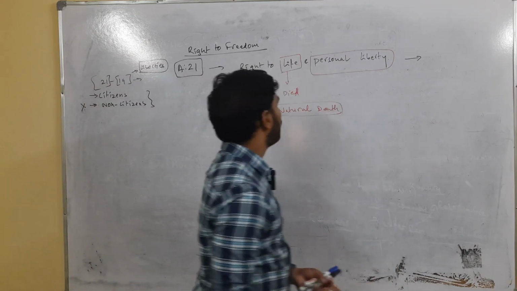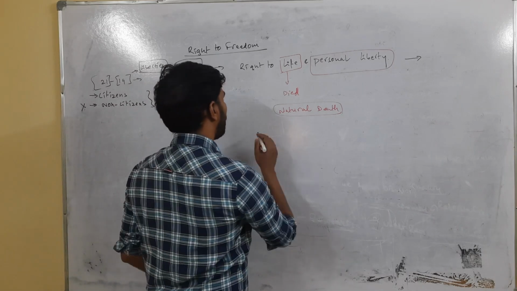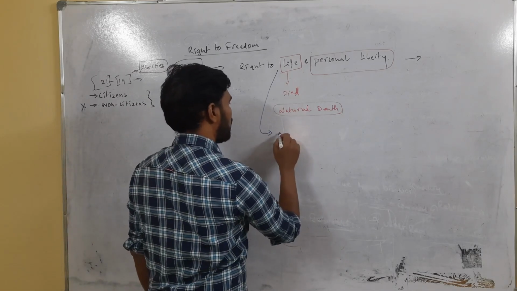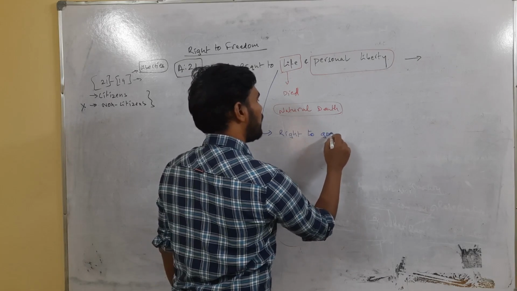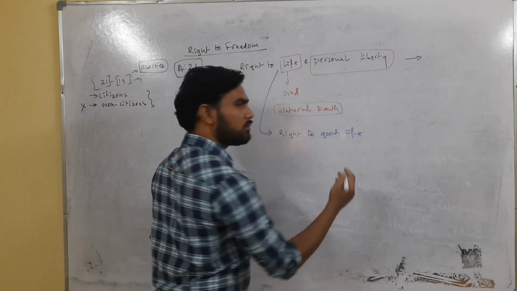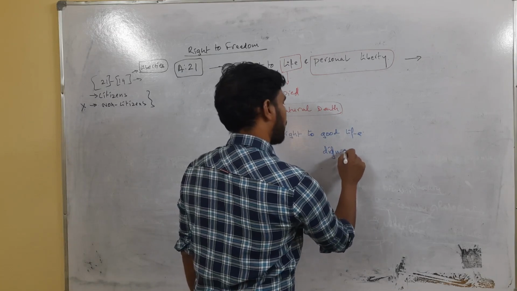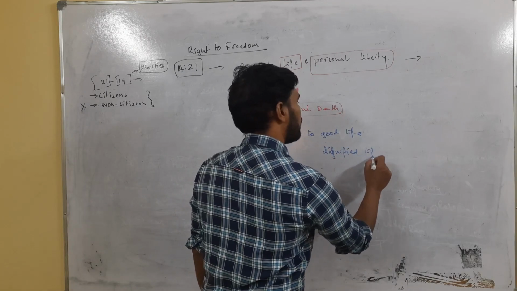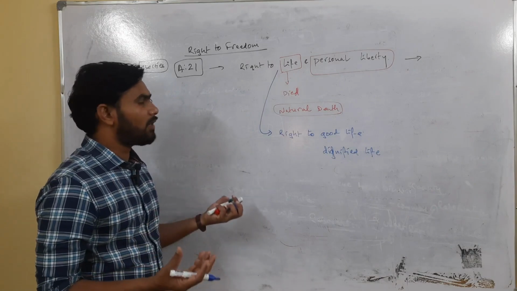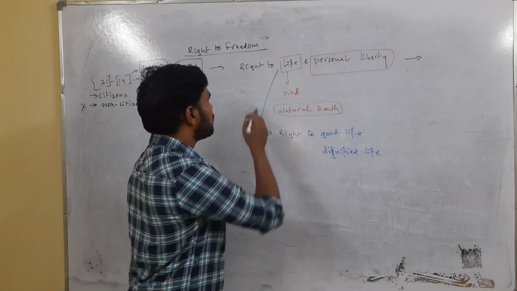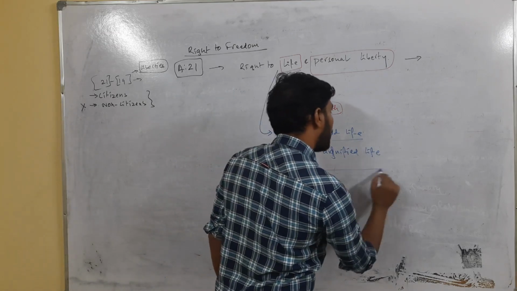But you have to go a little bit forward and understand that right to life means right to good life, or you can interpret it as right to dignified life. So the actual substance of right to life according to Article 21 is the right to good life and the right to dignified life.